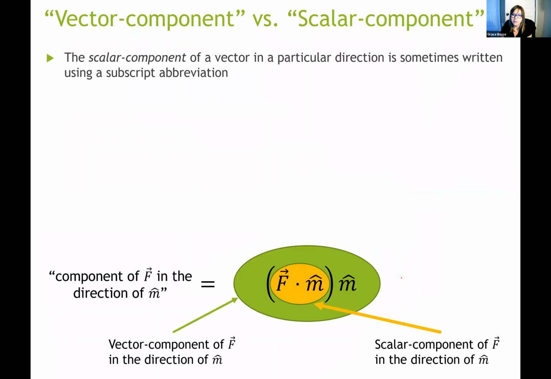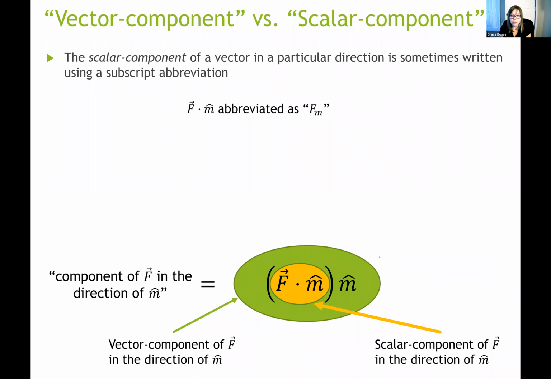So let's look at this. What's really the difference here between the vector versus the scalar component? The scalar component is a piece of the vector component. Sometimes we'll use an abbreviation instead of always writing it in terms of a dot product. Instead of writing F dot M hat, we'll abbreviate it as the name of the vector F, and then we'll give it a subscript. And that subscript tells us the unit vector or the dimension that we're trying to find the component in.